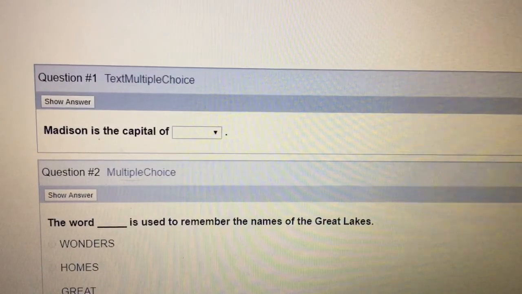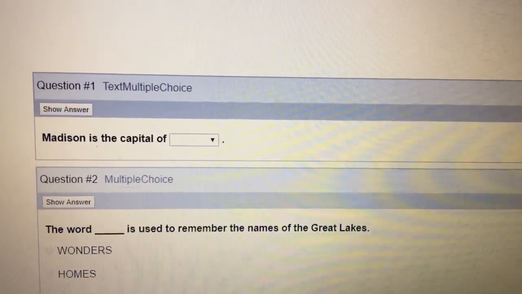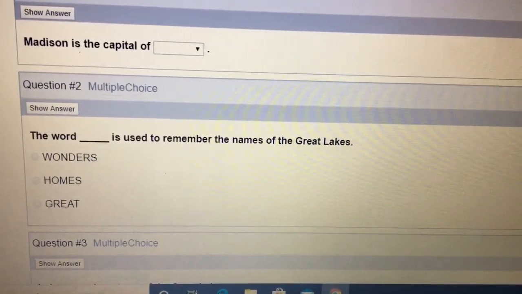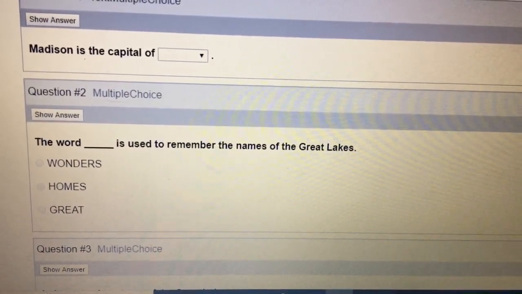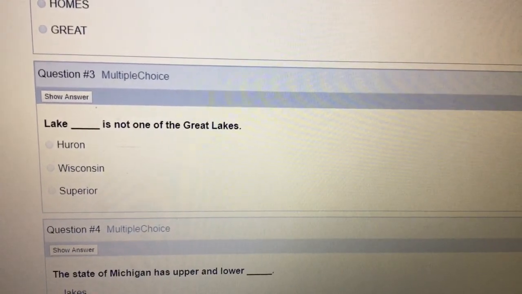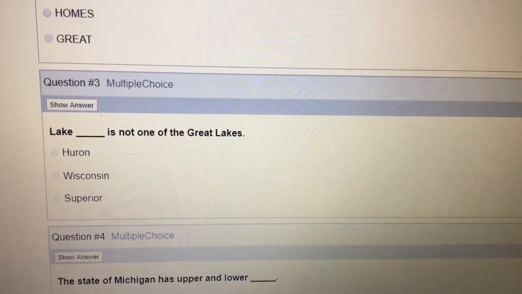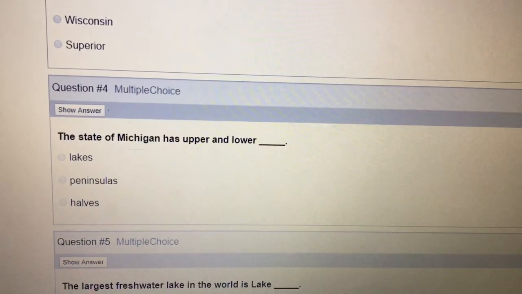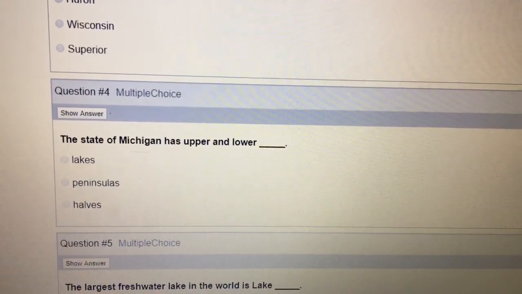Number 1, Madison is the capital of which state? Find it in the drop-down box. Number 2, the word blank is used to remember the names of the Great Lakes. Wonders, Homes, Great. Number 3, Lake blank is not one of the Great Lakes. Huron, Wisconsin, Superior. 4, the state of Michigan has upper and lower lakes, peninsulas, halves.